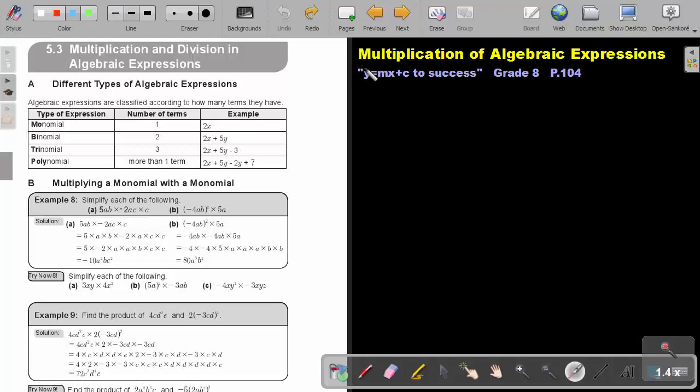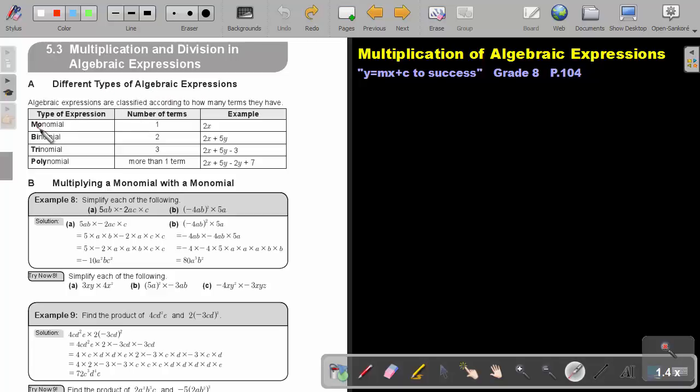Part 6. Multiplication of algebraic expressions. You will find this on page 104 in the Namibian Mathematics Grade 8 textbook. Let's start by looking at the different types of algebraic expressions.